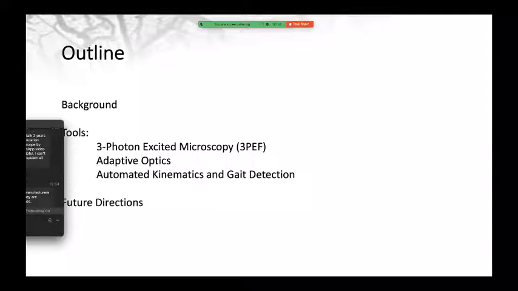So what particularly drew me towards the lab was the use of 3-photon excited microscopy. And that's what I will be using to have a deeper look at the neurons in the mouse spinal cord. In addition to that, I'll also be talking about some of the adaptive optics, as well as the meat of the project, which is the automatic kinematics and gait detection.